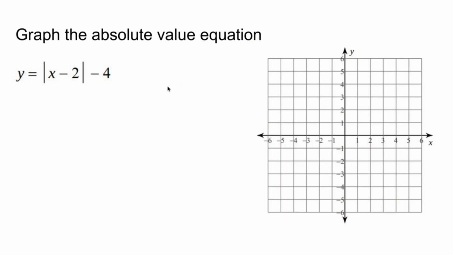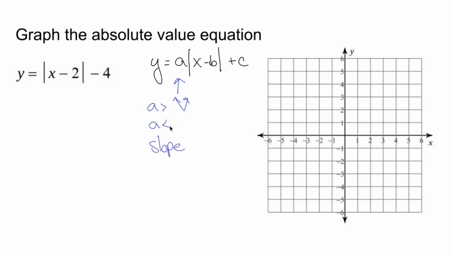Graph the absolute value equation. There's a shortcut for absolute value equations, and it requires you to memorize this little formula right here. y equals a times the absolute value of x minus b, close the absolute value, plus c. What A does is A is the number living in front of the absolute value. If A is positive, it opens up and it acts as a slope. So A is your slope. If A is negative, it opens downwards, like that. B tells you where to move left or right, depending on if it's positive or negative, and C tells you where to move up or down.